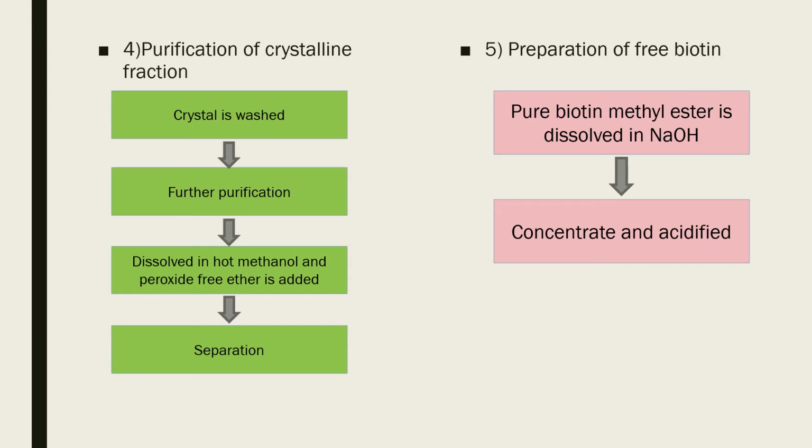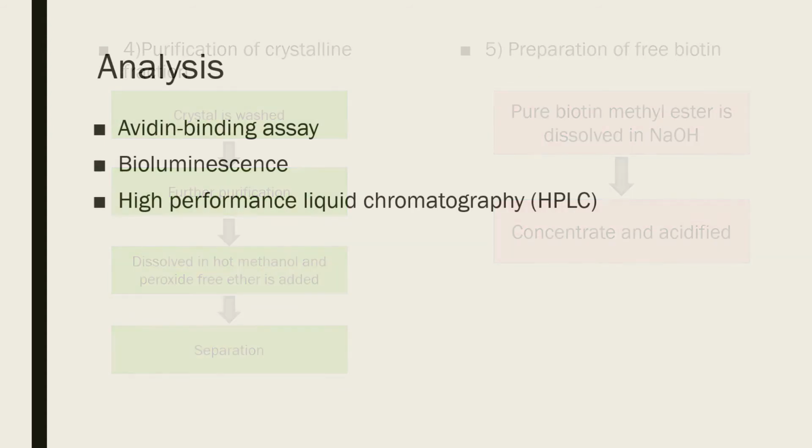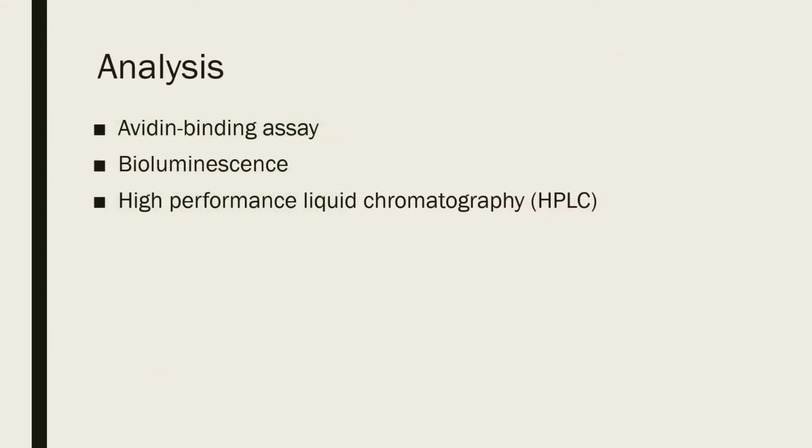Finally, the step of obtaining the free biotin itself. The pure biotin methyl ester is dissolved in sodium hydroxide by warming. Then it was concentrated and made acidic by using dilute hydrochloric acid. Free biotin crystallized from the solution. To analyze biotin, we found three methods, which are using avidin binding assay, bioluminescence, and high-performance liquid chromatography, or HPLC.